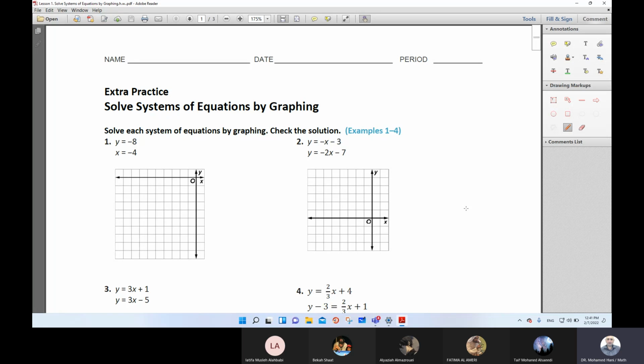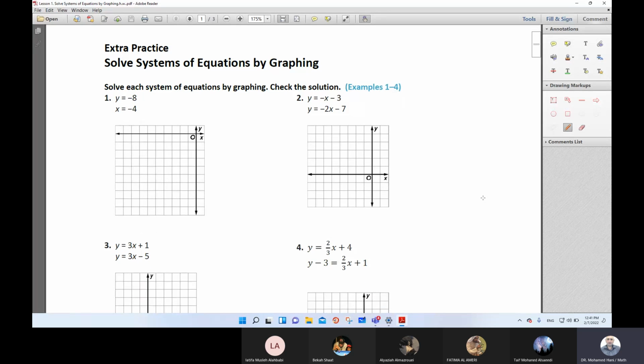Math grade 8. We are in module 6, lesson 1. Solve systems of equations by graphing. We want to solve each system of equations by graphing, then we want to check the solution.